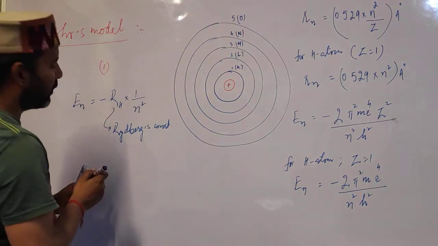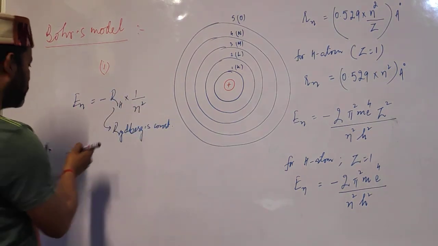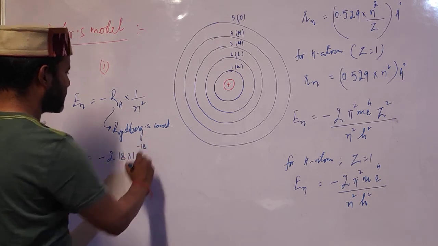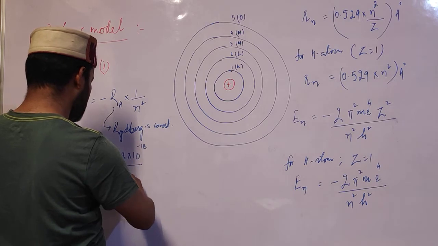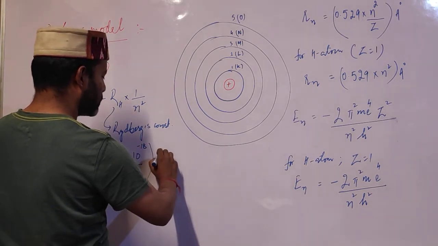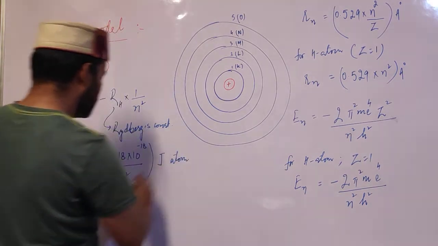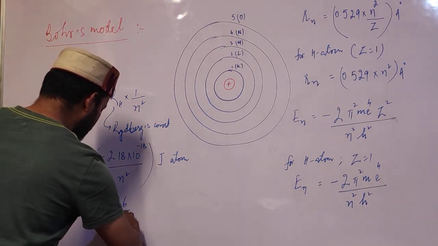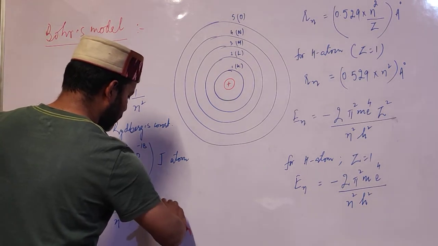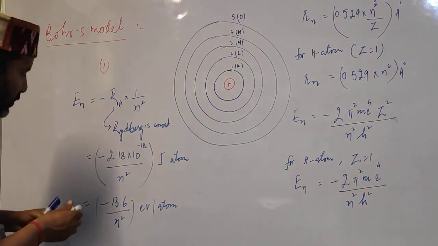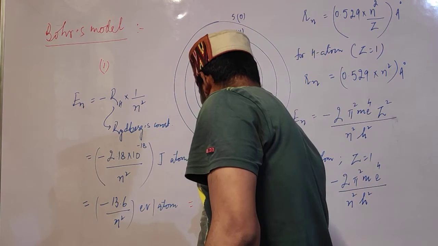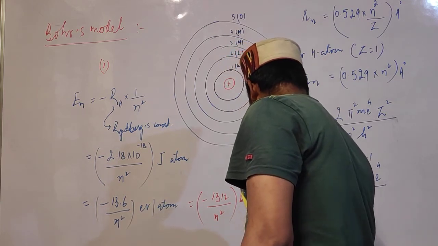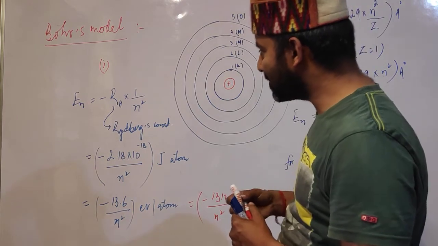Now substituting the values of mass of electron and charge on the electron, this RH is found to be minus 2.18 × 10⁻¹⁸ upon n² joules per atom, or we write it in electron volts as 13.6 upon n² electron volts per atom, and in kilojoules we can write it as minus 1312 upon n² kilojoules per mole. This is for Avogadro number of atoms. So these results are very, very important.